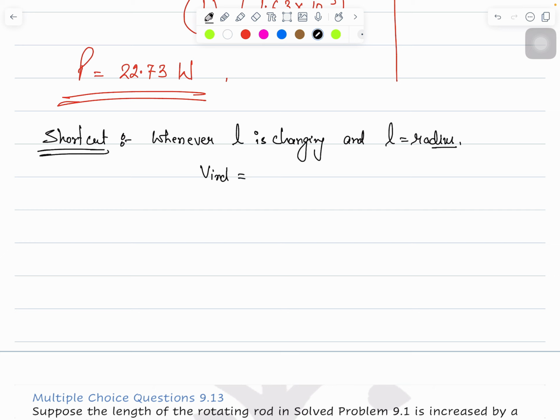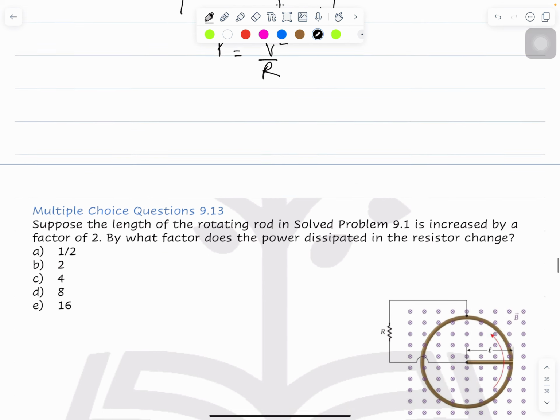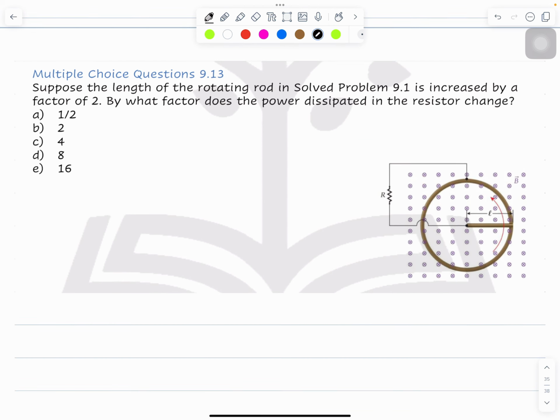What is the formula you can use? Just tell me. B pi L square divided by T. This is the direct formula. Instead of solving all these things, you can directly solve. Then P is equal to V square divided by R. So just take the square of this value divided by R. You will get the answer. Easy. Fine.